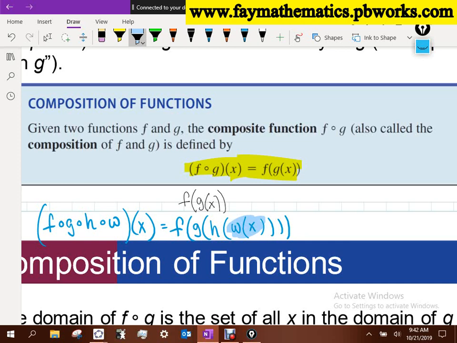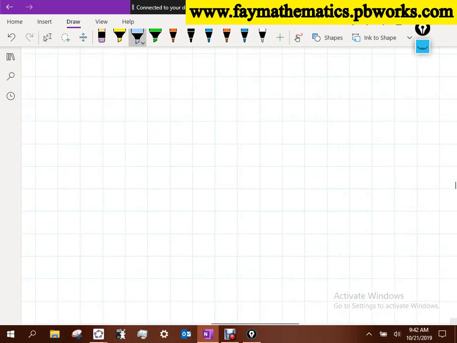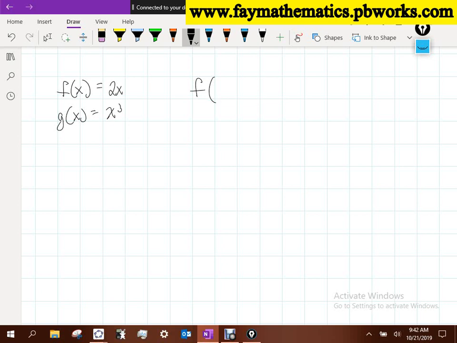Okay? And the idea here, guys, is even this. Let's just go to a specific example. Let's just say f of x is equal to 2x, and g of x is equal to x cubed. If I ask you to find f composed of g of x, that becomes f of g of x, right?